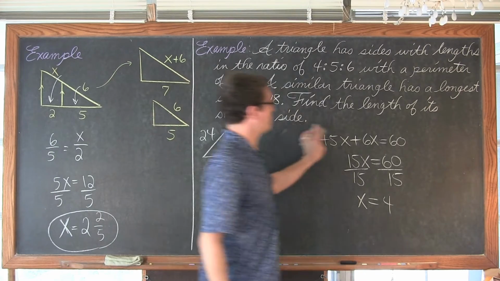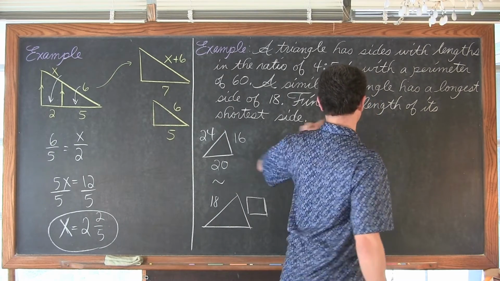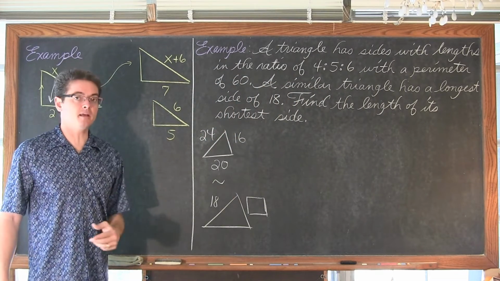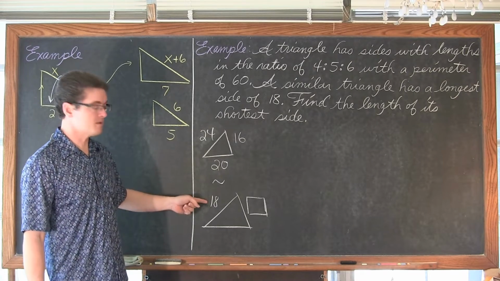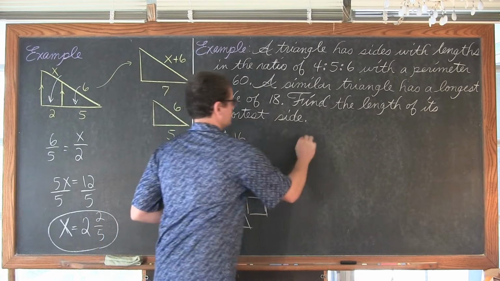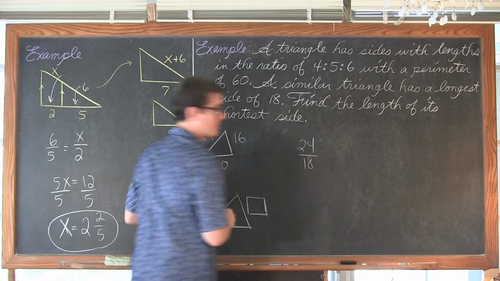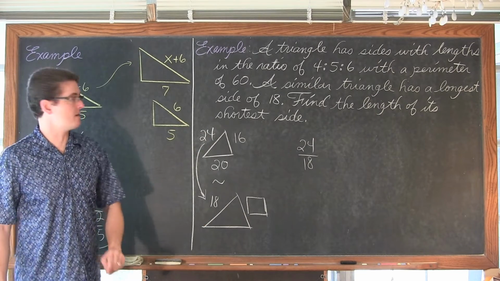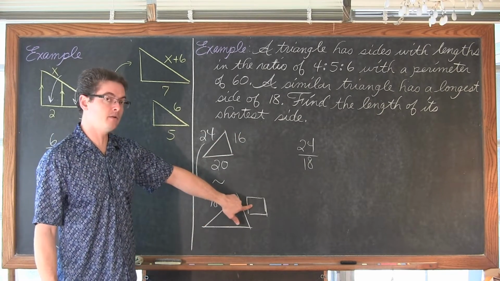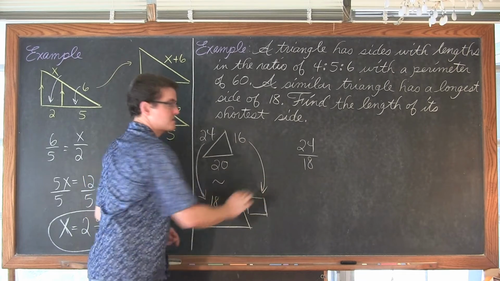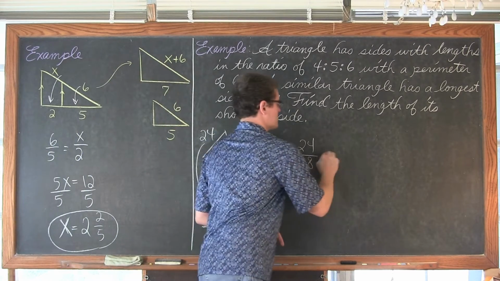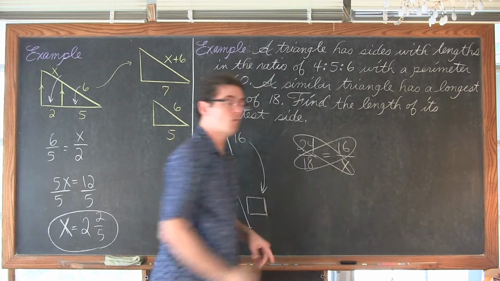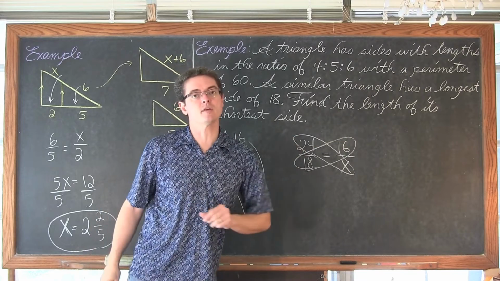Okay, well now with that work out of the way, let's find the shortest length. So let's see here. The 24 is corresponding to the 18. So I'm going from large to small, or from top to bottom as I've drawn my diagram. That means that 16 is going to correspond to my unknown length of x. Again, stay in that same direction, so we have 16 over x. We got one fraction equal to one fraction, so we can solve that with cross multiplication.